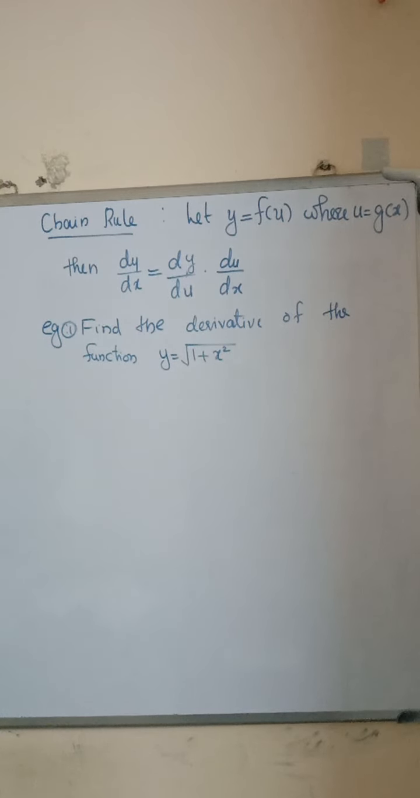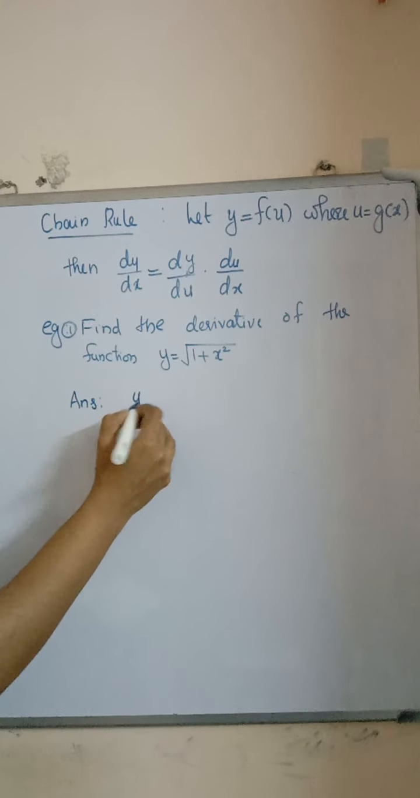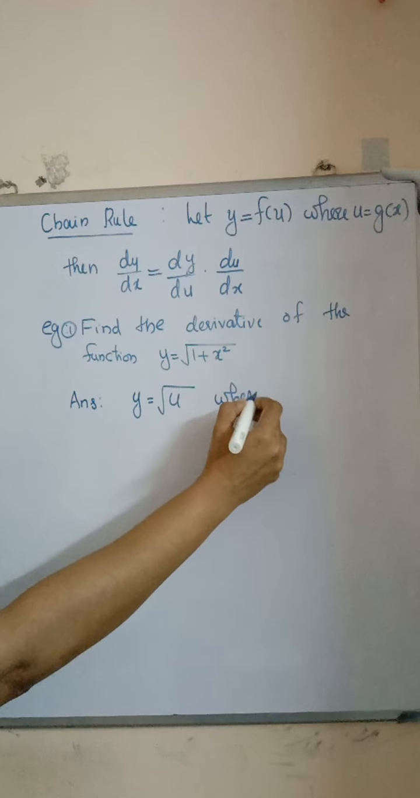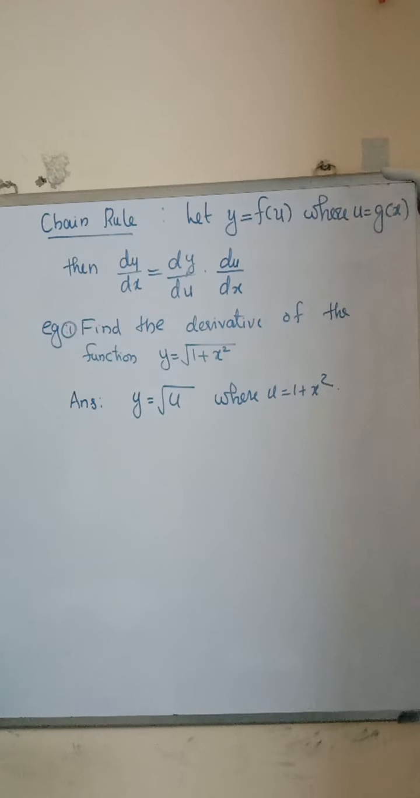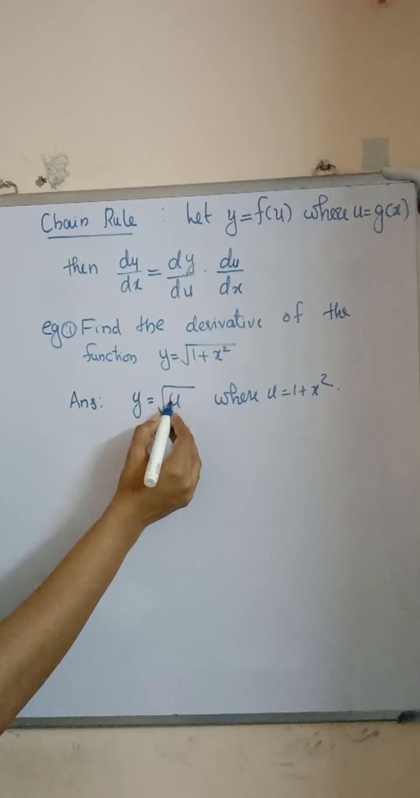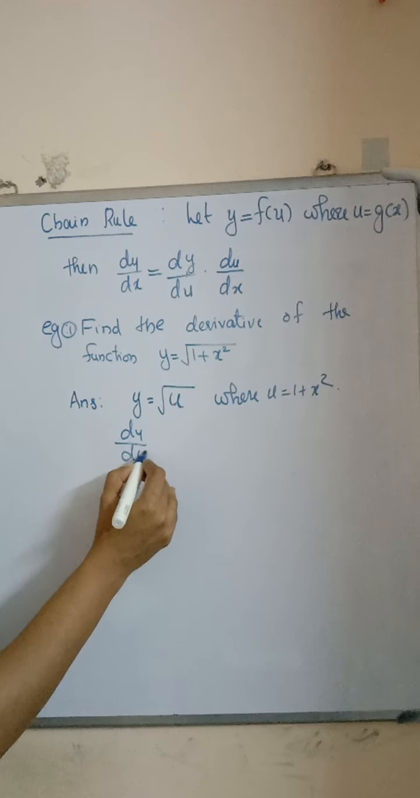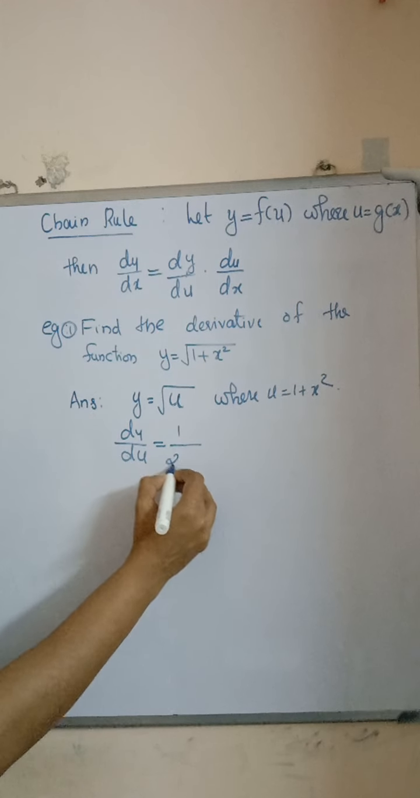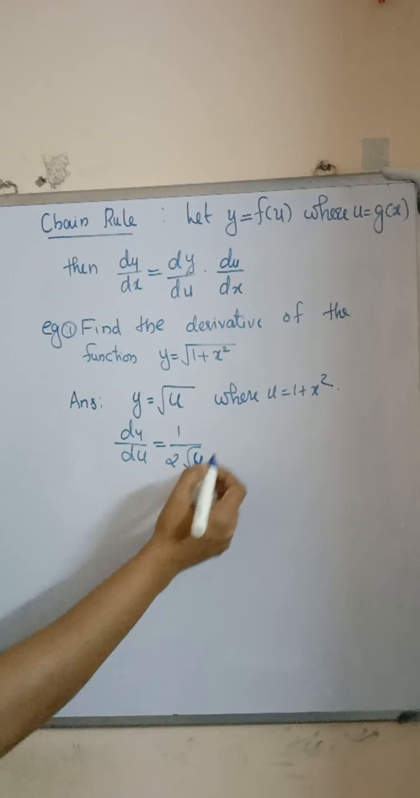Now we write y as y is equal to root u, where u is equal to 1 plus x square. What is the derivative of y with respect to u? Here the variable is u, so we want dy by du. With respect to u, we differentiate y. We get 1 by 2 root u. Derivative of root u is 1 by 2 root u.